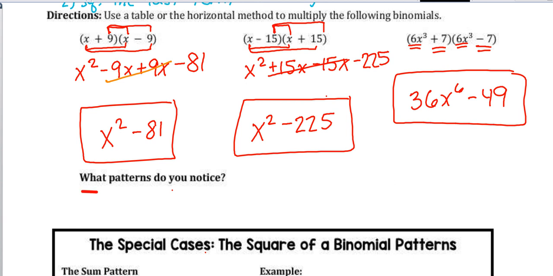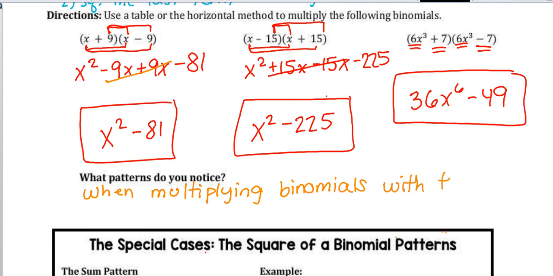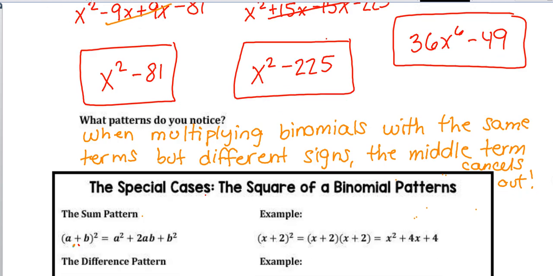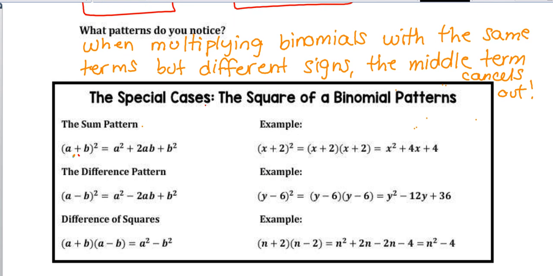When multiplying binomials with the same terms but different signs, the middle term cancels out. So go ahead and write that down.